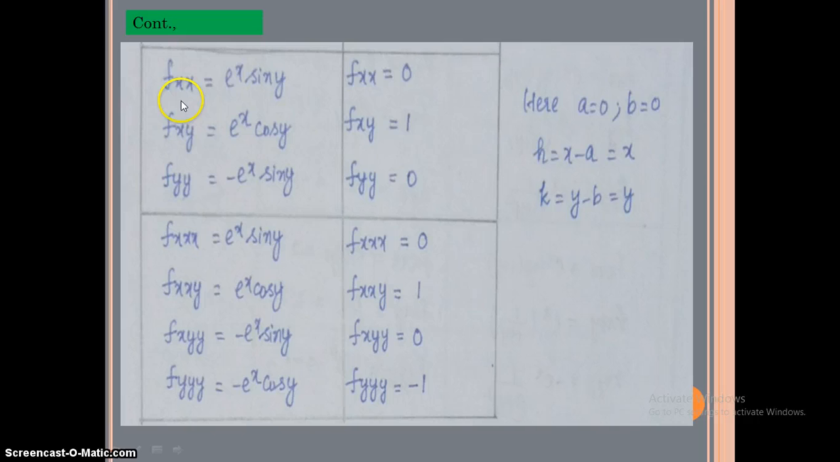Then second derivative. f double x is e power x sin y, by using the single derivatives. f x y means again by using a single derivative with respect to y, we get e power x cos y.